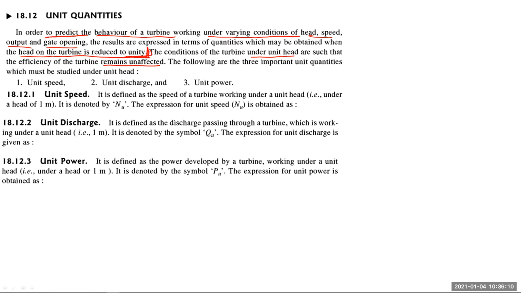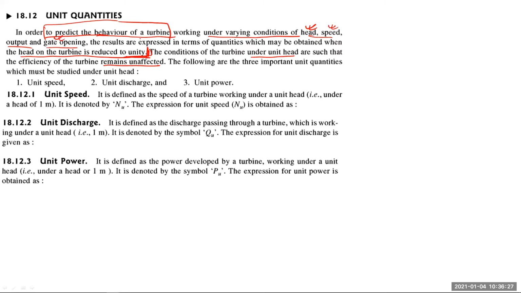They are used to predict the behavior of turbines working under varying conditions. Now, what are those conditions? It may be working under different head, different speed, different gate openings.